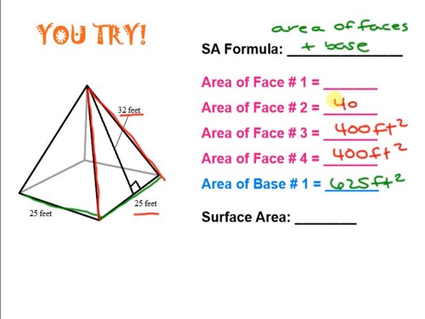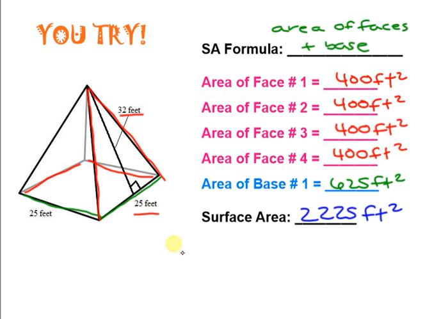And the reason why I'm repeating this on all of them is because it is a square and they all have the same base and they all have the same height. So I'm going to add them up, and I get 2,225 feet squared.